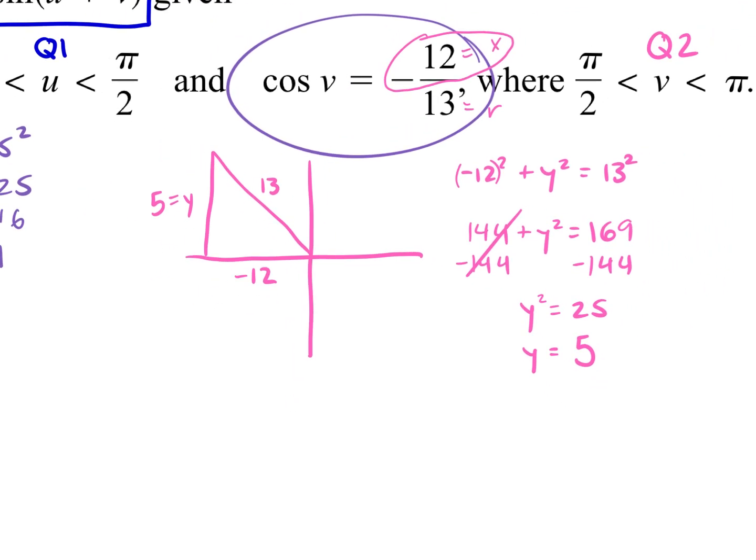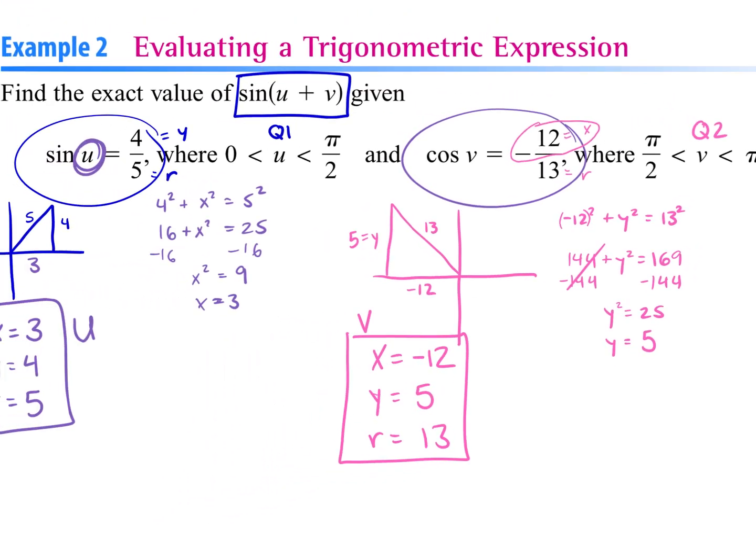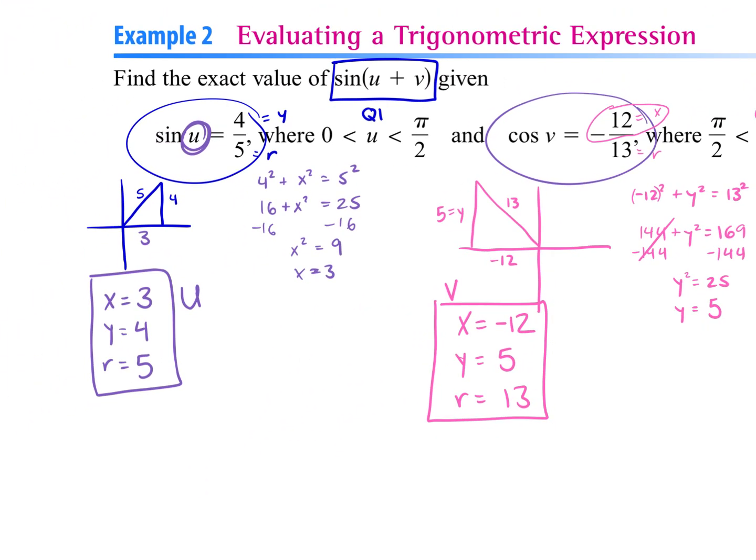So let's label our x, y, and r here, all my values for my v triangle. What's my x? Negative 12. What's my y? 5. And what's my r? 13. So these are all my values for my v triangle. So I really haven't done anything to answer the question yet other than set it up and find my values.